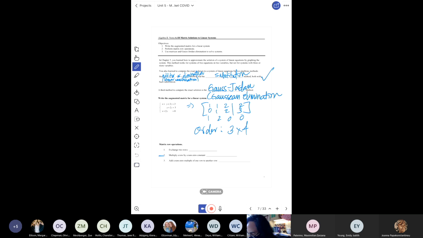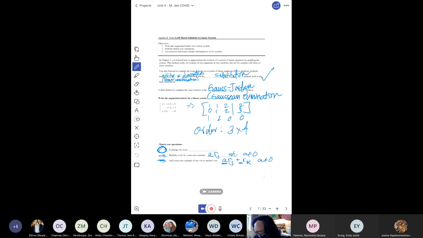So matrix row operations. Now, we already talked about multiplying a row by a non-zero constant. So I can say A times R sub J, J being any row number, as long as A is not equal to 0. You can't multiply an entire row by 0. And we've already talked about adding a non-zero multiple of one row to another. So meaning I'm adding one row to another row, and I may multiply one of the rows by a non-zero number. Or I may multiply both rows by a non-zero number.